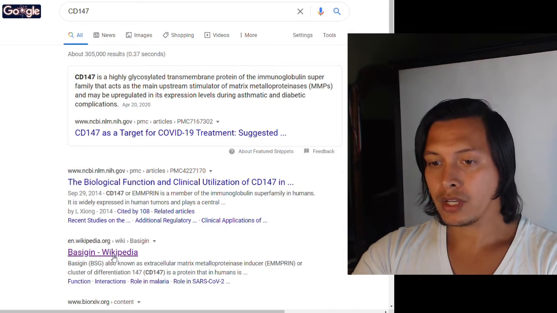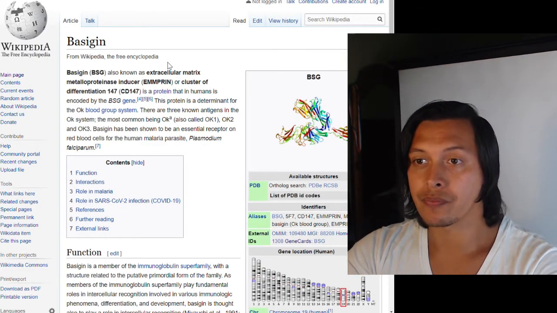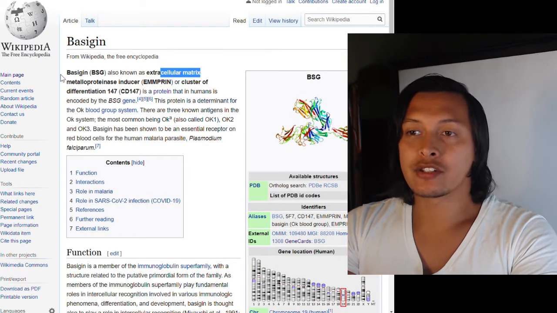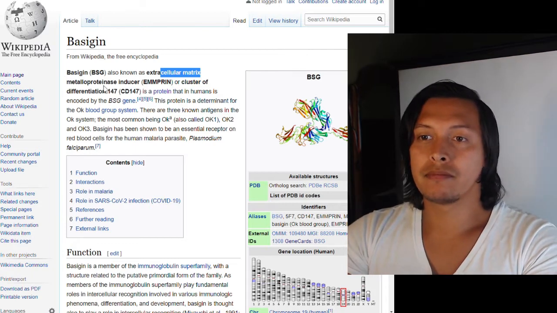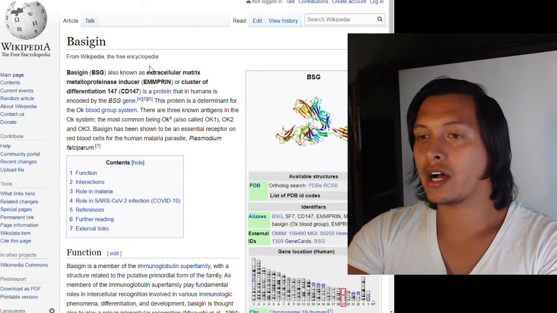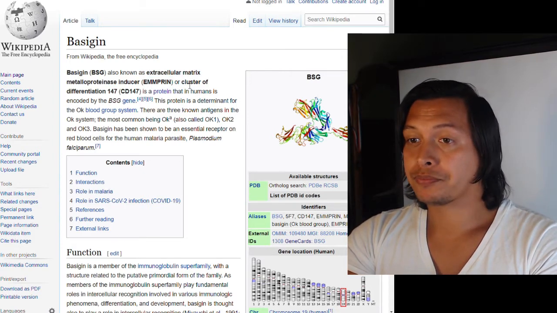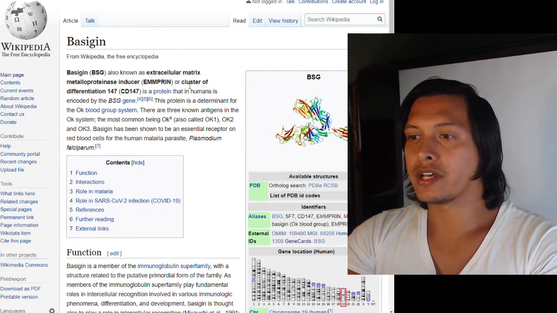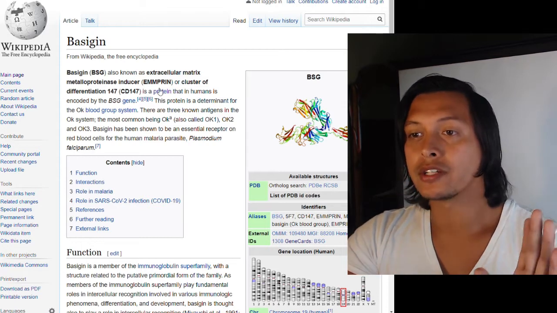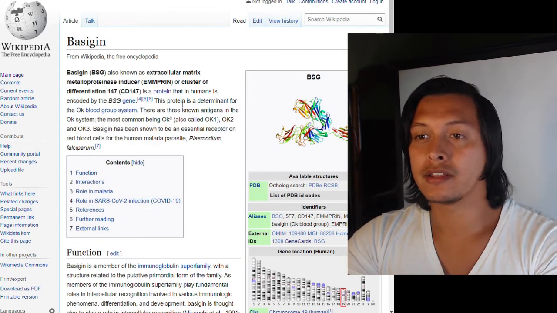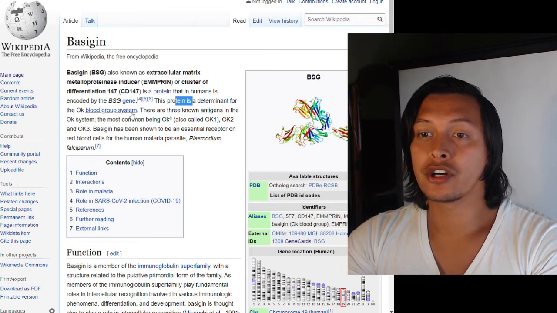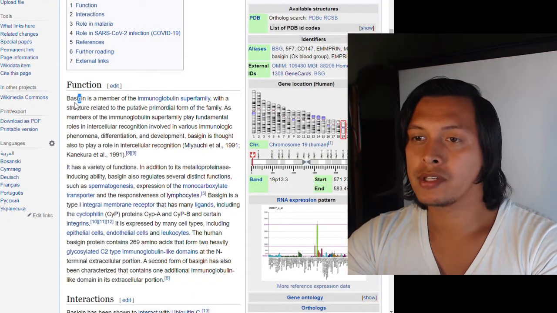So it's also called Basigin, and it's known as an extracellular matrix metalloproteinase inducer. Just a lot of words, don't worry too much about that. So it's a protein that is in humans encoded by this gene, and this protein is a determinant of some blood types. Let's go to the function.